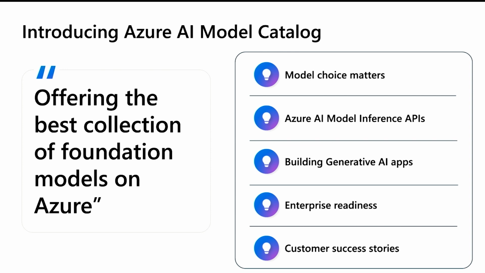So today we'll be talking about how we offer the best collection of foundation models on Azure, why the model choice matters so much when you have such a huge collection of models, and how the Azure AI Model Inference API makes it standard and easy for you to switch between multiple models, swap one out for another without disturbing the rest of your code base, and then how you can build generative AI apps on top of it, and how the platform makes sure that all your enterprise readiness needs like data privacy, security, and content filtering are met. And then we'll talk a bit about some of the customer success stories.